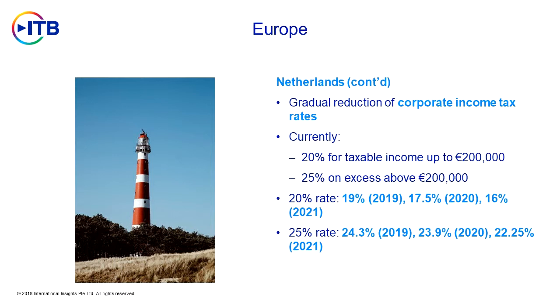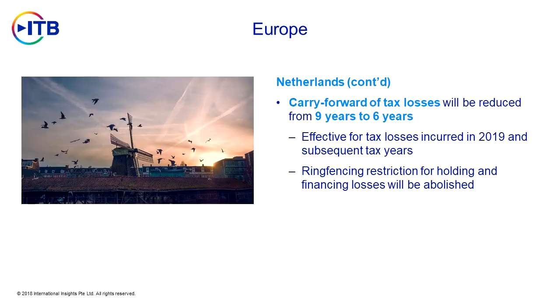The 20% rate will be reduced to 19% for 2019, then to 17.5% for 2020, and to 16% for 2021. The 25% rate will be reduced to 24.3% for 2019, 23.9% for 2020, and 22.25% for 2021. The carry-forward period for tax losses will be reduced from 9 years to 6 years. This will apply to tax losses incurred in the 2019 and later tax years.